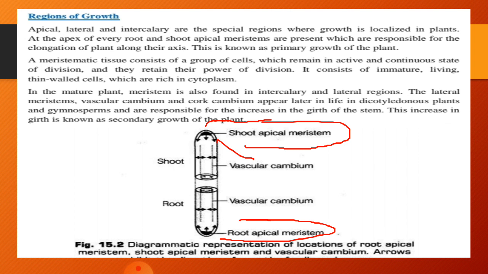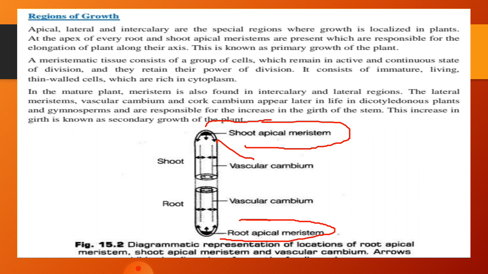In mature plants, meristem is also found in the intercalary and lateral regions. The lateral meristems, vascular cambium and cork cambium, appear later in life in dicotyledonous plants and gymnosperms, and are responsible for the increase in the girth of the plant. This increase in girth is also known as secondary growth of the plant. I have told you that the lateral meristem increases the girth or diameter of a plant, so this growth is known as secondary growth. Apical meristem causes the primary growth of the plant, and lateral meristem causes secondary growth of the plant.